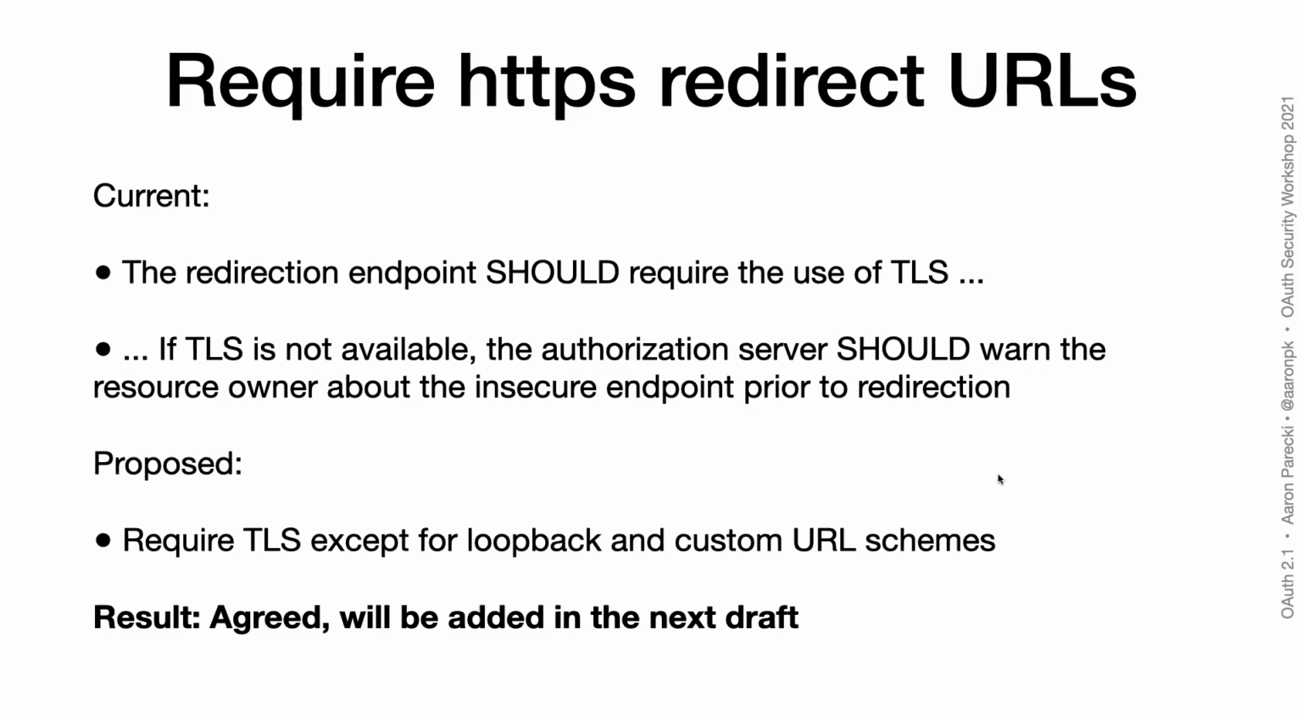Okay, requiring HTTPS redirect URLs. So essentially there were a couple of exceptions carved out in the core draft, because in 2010 and 2012, HTTPS was not super easy to deploy. So the new proposal was to just require it for redirect URLs, with the exception, of course, of loopback and custom URL schemes. Everybody agreed on this one. Not a lot of discussion. So that is going into the next version.